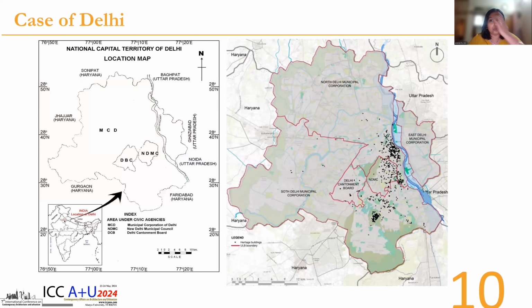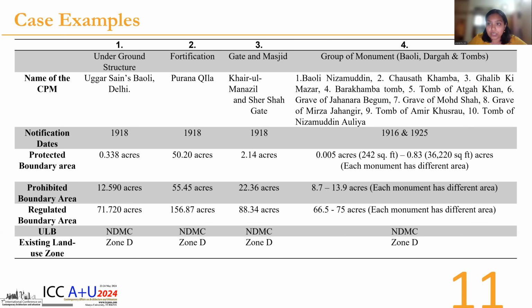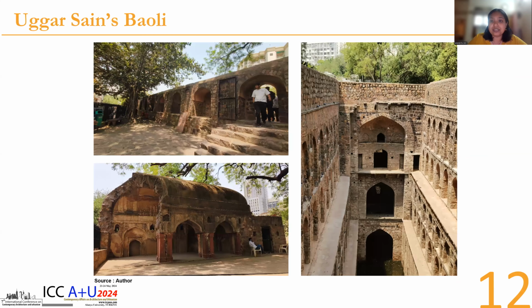Coming to the case study, based in Delhi, there are like 176 centrally protected monuments in Delhi, and out of that we have chosen four. So the basis was that different types of heritage we have trying to identify. Like the first one is Ugrasen Bauli, which is a subterranean architecture.